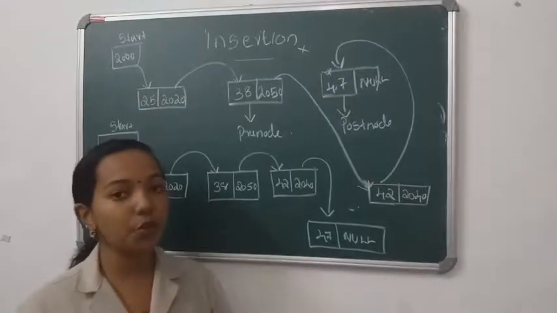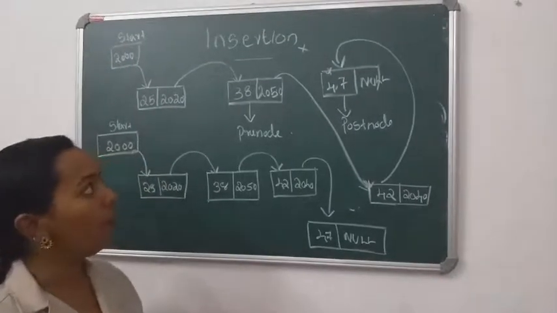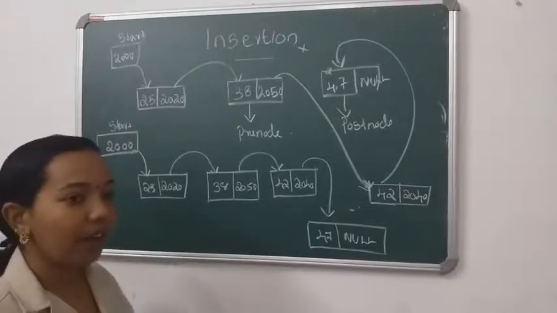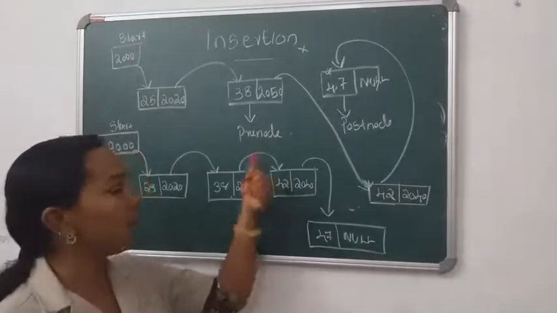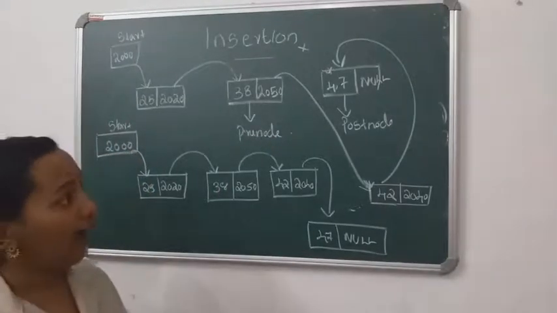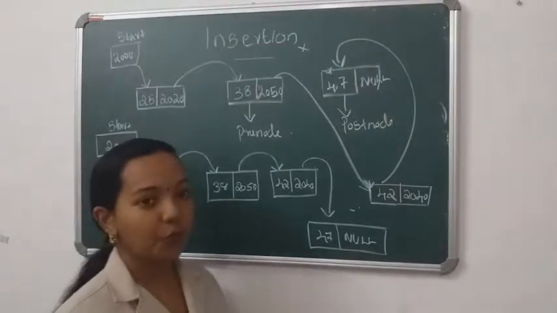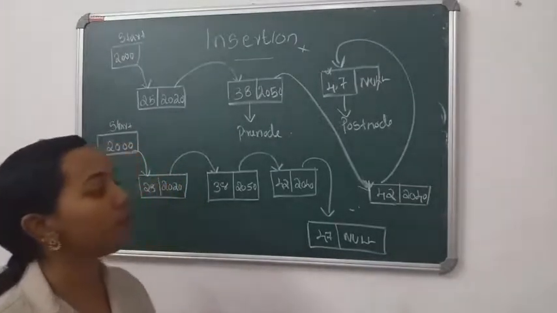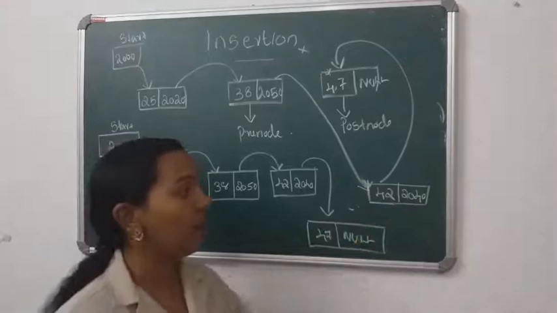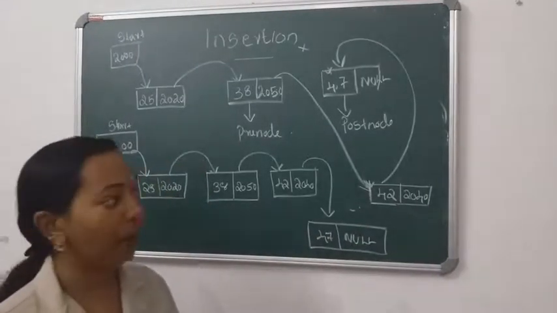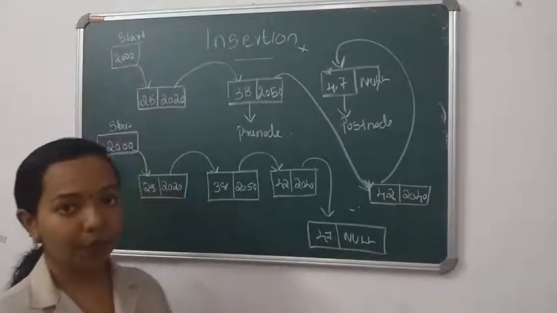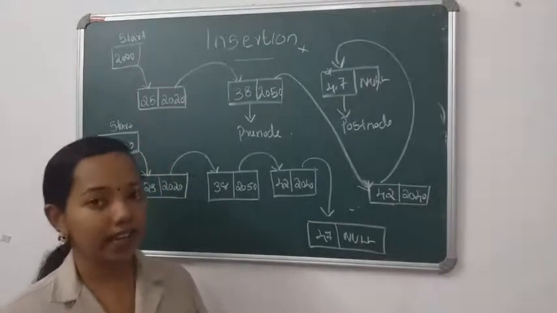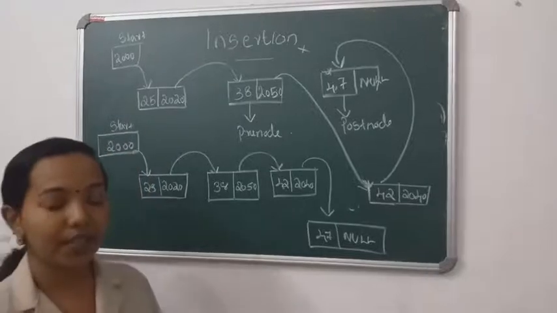Basically two steps we are performing. First step is copy the content of temp. Whatever value is present in temp, we are copying into pre-node. After that, the value present at post-node is copied. What is the memory address of post-node? 2040. That we are copying into temp. So these are the different steps involved in linked list insertion. Hope you understood the concept.